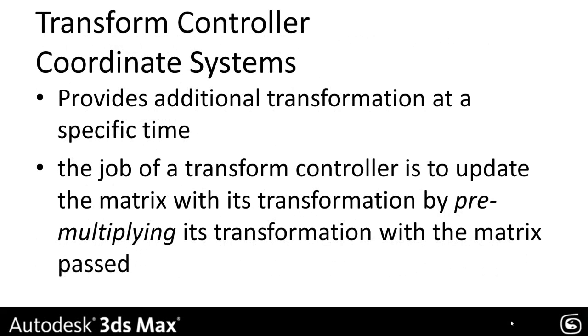So on top of all of this, we have these things called transform controllers, and they have their own coordinate systems as well. So this is the way to provide additional transformation at a specific time. So the job of a transform controller is to update the matrix with its transformation by pre-multiplying its transformation with the matrix passed. Alright, so this is where you get the transform animation taking place, because the key here is at a specific time.